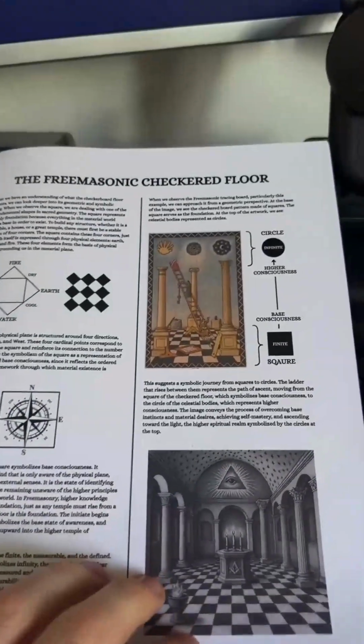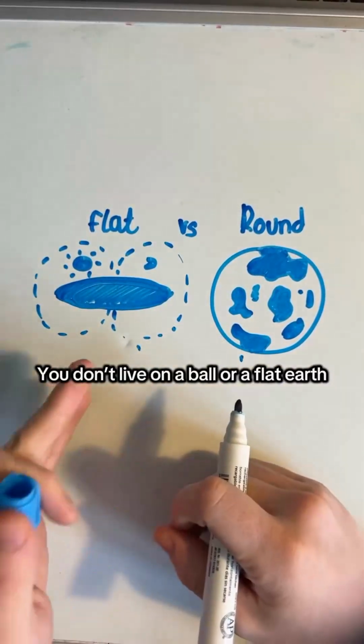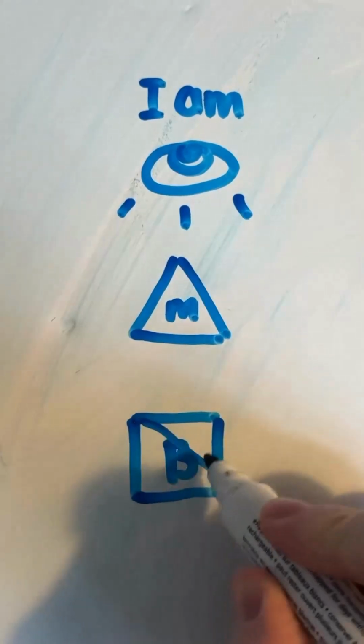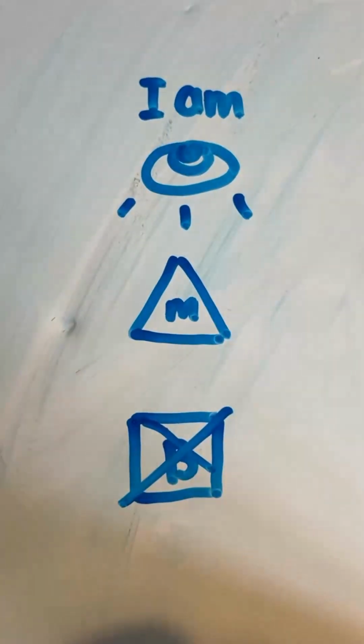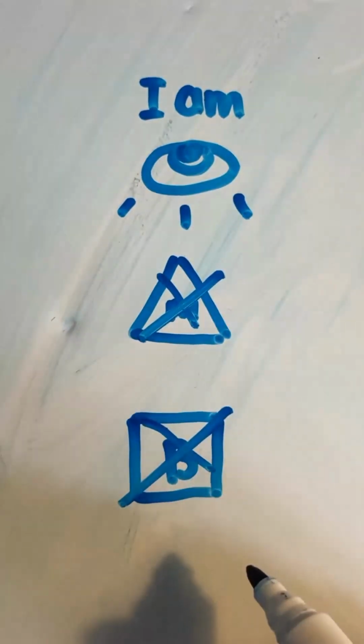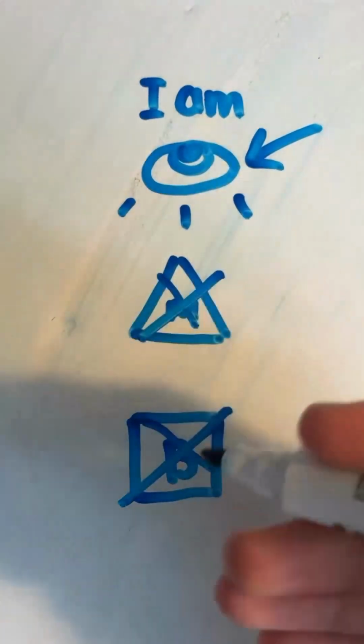Symbolism is the most important thing to learn in this world. I'm going to prove to you that you don't live on a flat earth or a round earth. You are not your body because you can observe the body. You are not your thoughts because you can observe the mind and the thoughts and the emotions. You are the observer of them all, the soul, the I am, pure awareness.